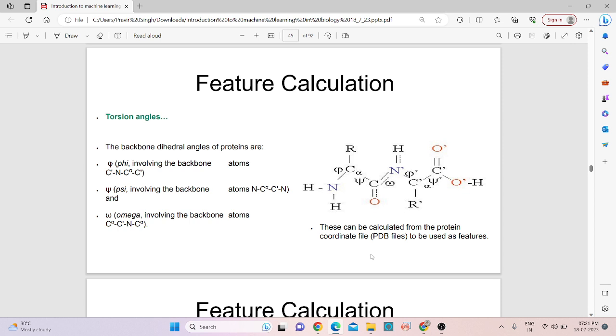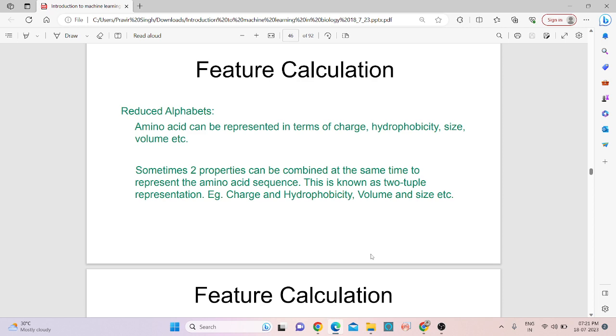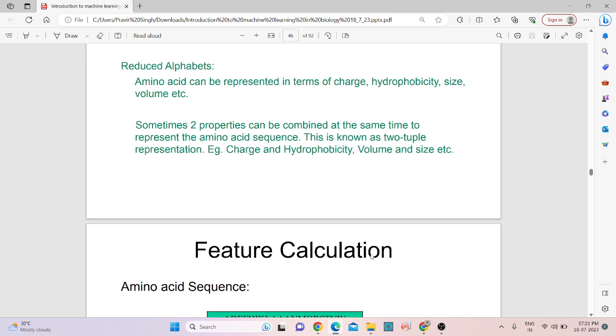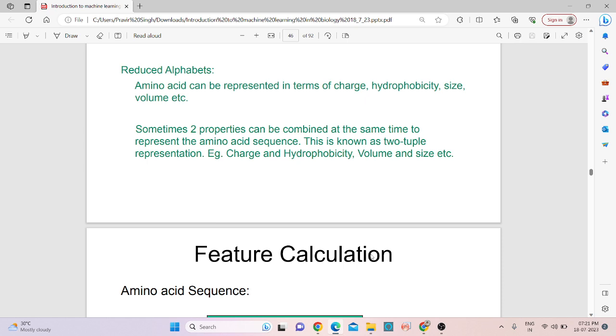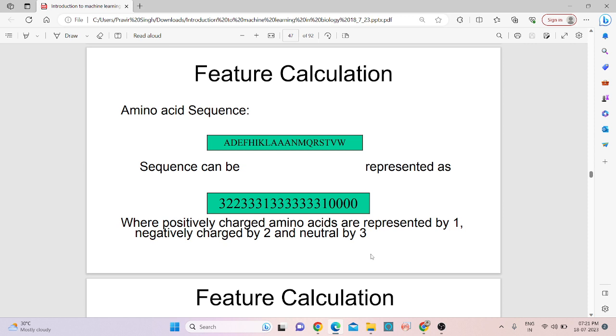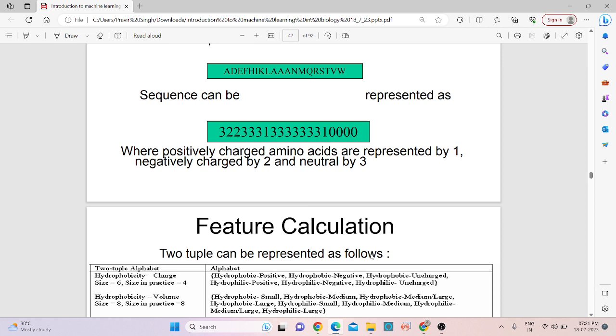You can provide the phi psi angles as input attributes. We can also reduce alphabets in terms of certain properties. Sometimes some properties can be joined together. For example, you can represent positive charge amino acids by 1, negative by 2, and neutral by 3. So you can give a three-letter alphabet to denote the attributes from the amino acids.